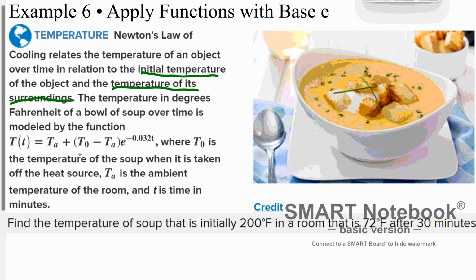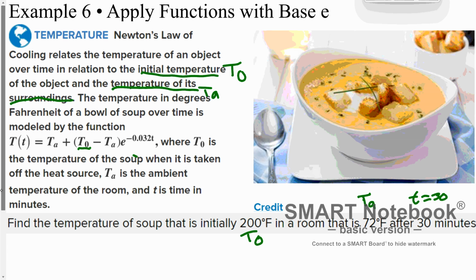by this function. T sub 0 is the initial temperature, and then the temperature of the room is T sub A, or the ambient temperature of the room, and t is in minutes. So we want to find the temperature of the soup that is initially 200 degrees, so that'd be T sub 0, in a room that is 72 degrees Fahrenheit, so that's T sub A, after 30 minutes. That means our little t, that's time, is equal to 30.